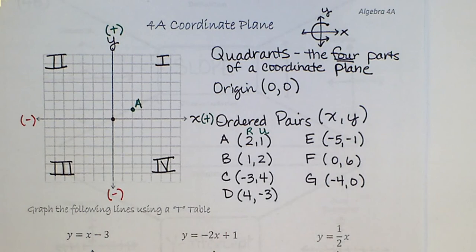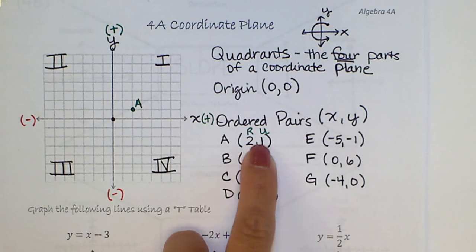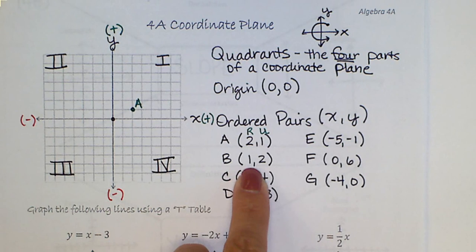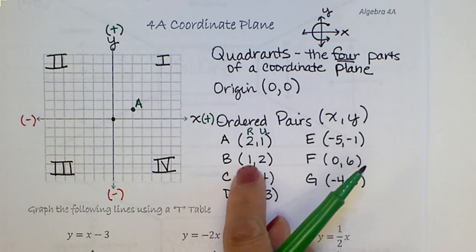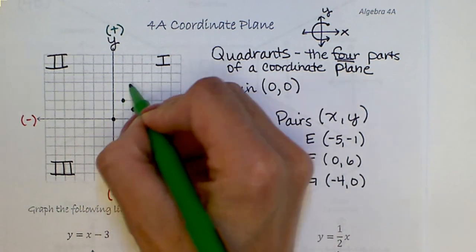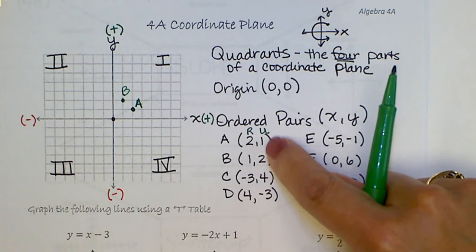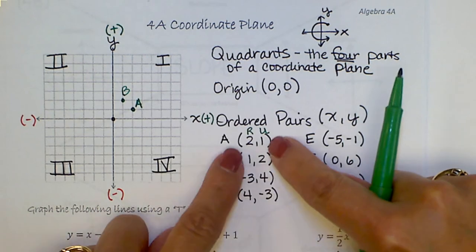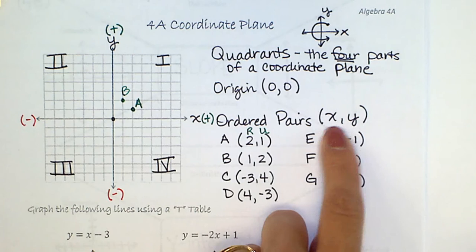Now B is a little different. The reason why I wanted to show you the difference, this time we're going to go over 1 but go up 2. So this number means go right and up 2. Right 1, up 2, and this is B. So I'm just showing you carefully that order matters when you're using ordered pairs.